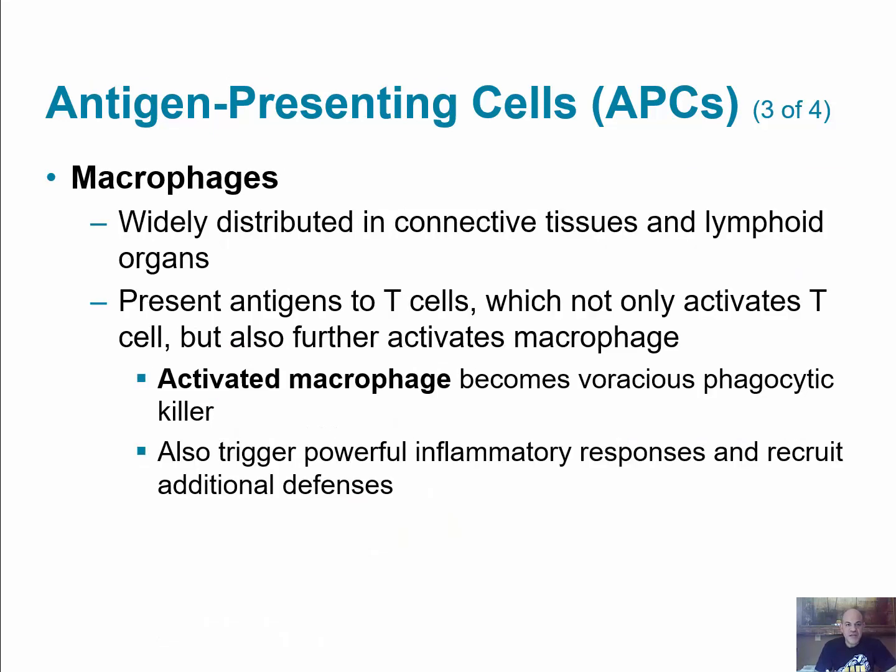The macrophages are widely distributed in connective tissue and lymphoid organs, and they do present antigens to T cells as well, which not only activates the T cells but also further activates the macrophage. And here the activated macrophage is going to become a very serious phagocytic killer, being very voracious at its job. This is also going to trigger powerful inflammatory responses and recruit additional defenses with its interactions.